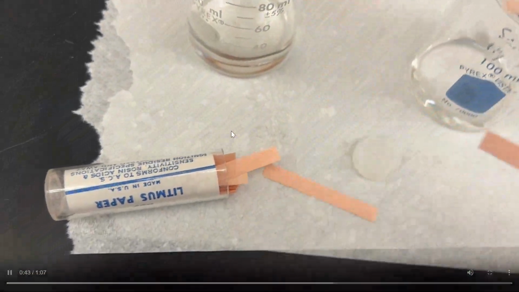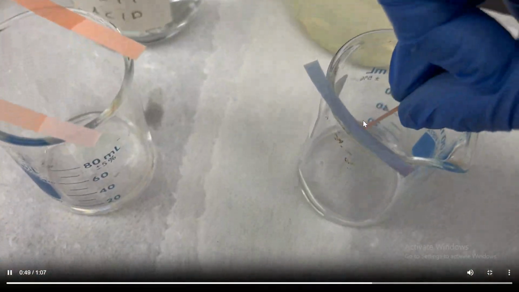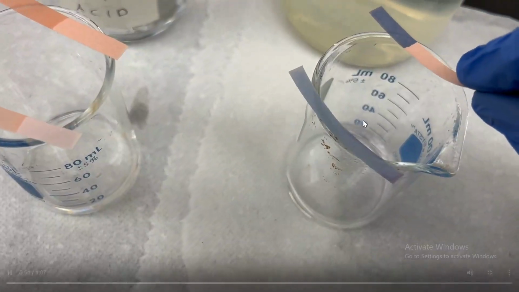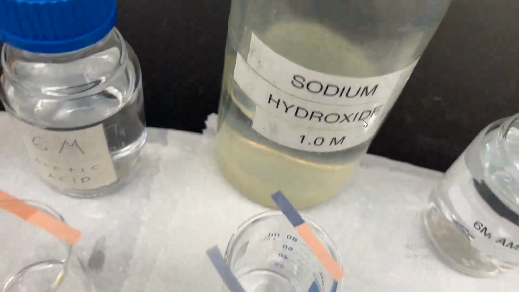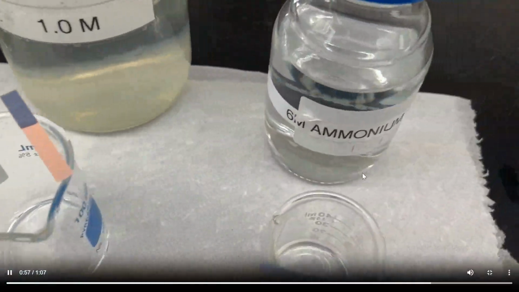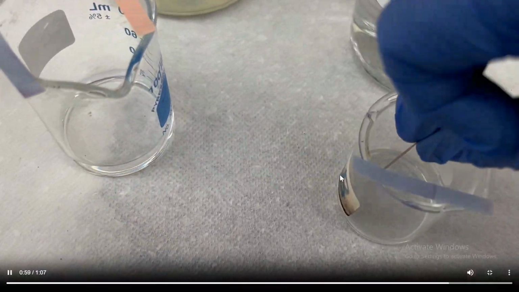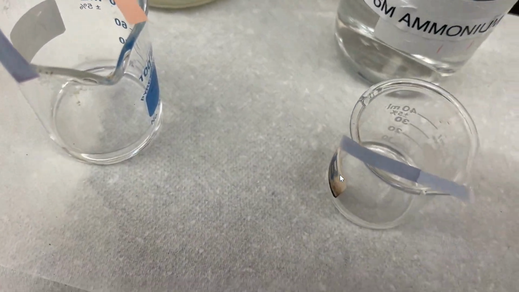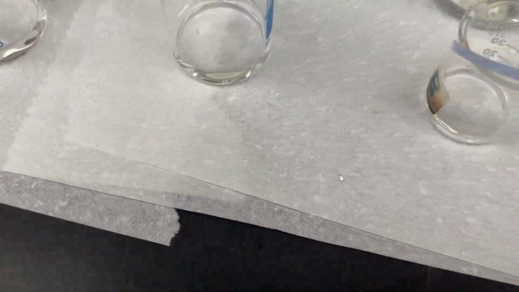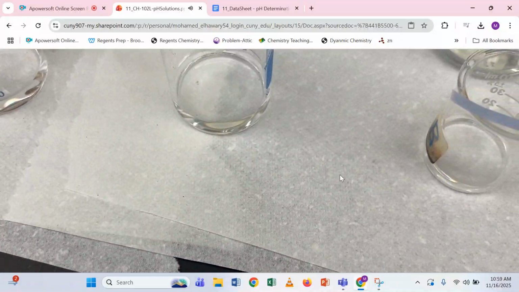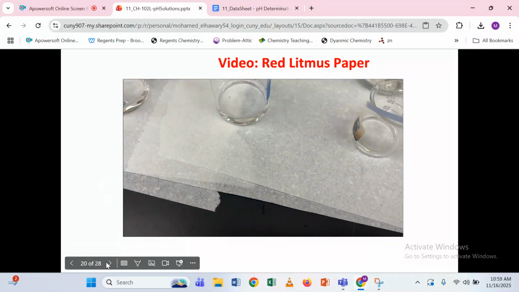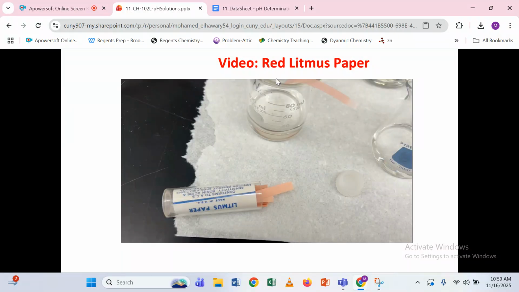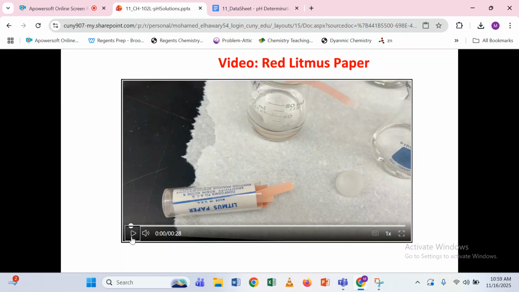And bases turn the paper blue. Look at that base. B for base. Blue. Base becomes blue. Acid becomes red. Look at that. Very good. So it doesn't matter. The color of the paper is irrelevant. The acid will always turn red and the base will always turn blue. Very good. All right, so that was this part of the experiment. Next up, we've got red litmus paper.